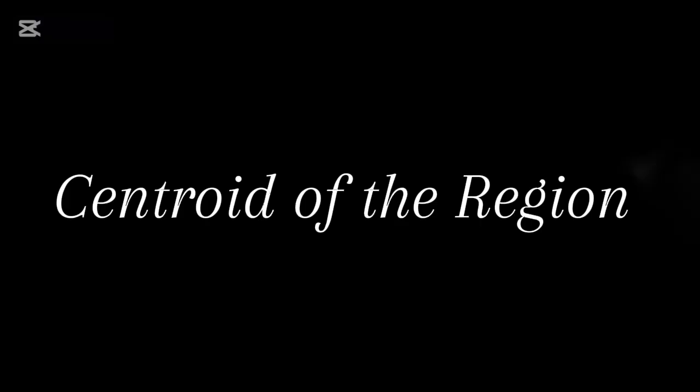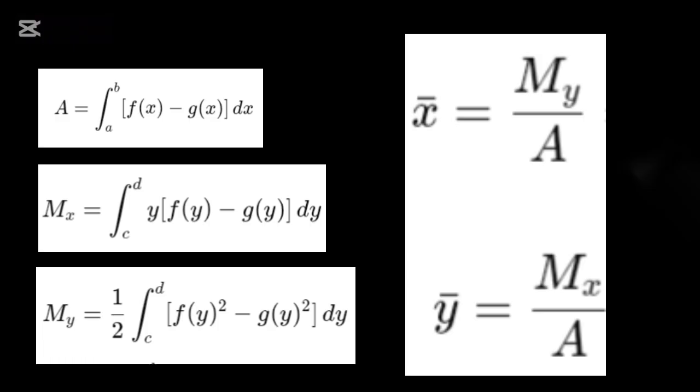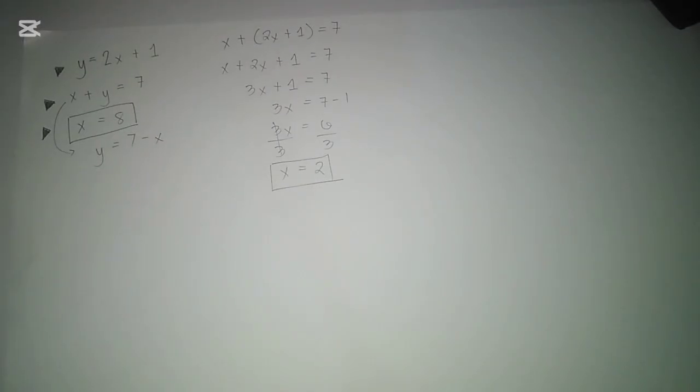Now in this lesson, we will discuss identifying the centroid of a region. In identifying the centroid of the region, we will first find the area. Next is its m sub y and m sub x, and after that is finding its x bar and y bar, together with the following formula.